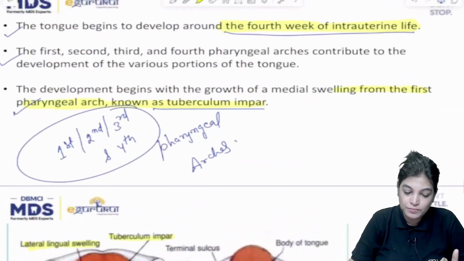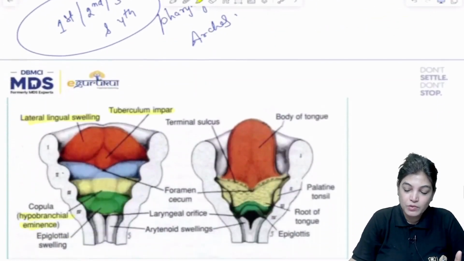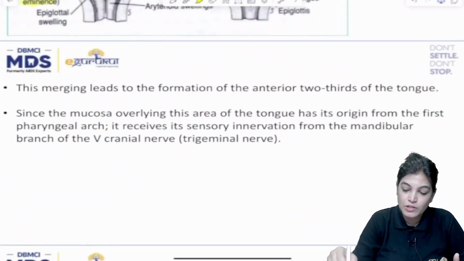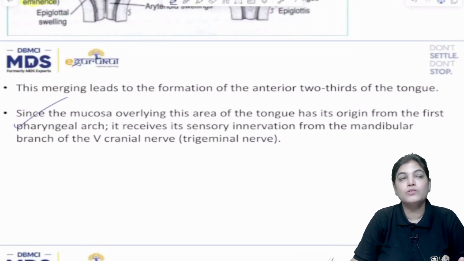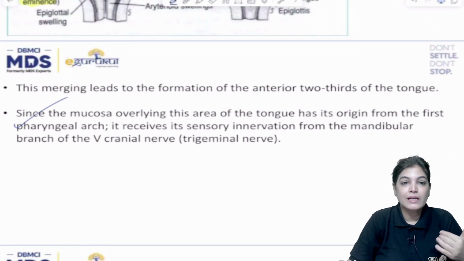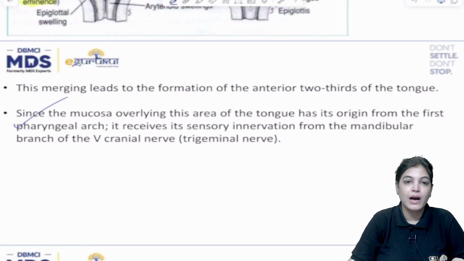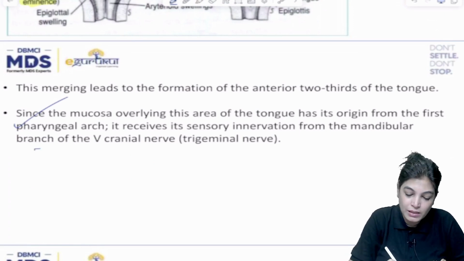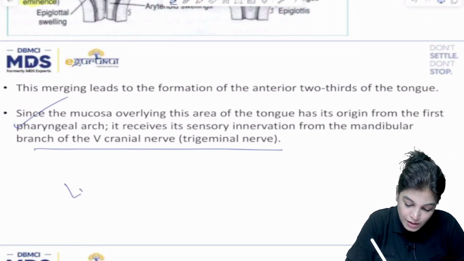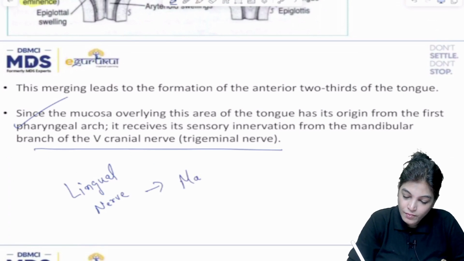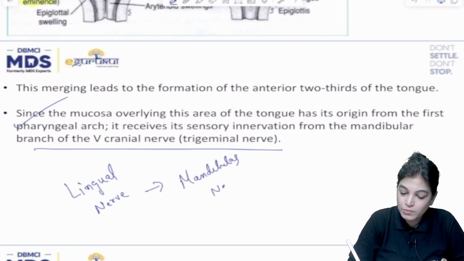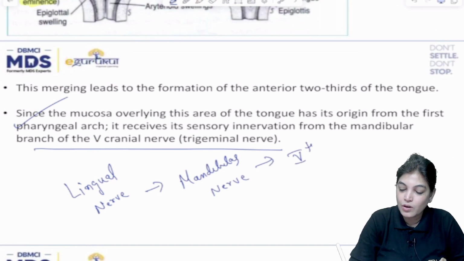The tuberculum impar will merge and lead to the formation of the anterior two-thirds. The mucosa over the tongue has its origin corresponding to the sensory innervation. It corresponds to the first pharyngeal arch, and the sensory innervation is via a branch of the mandibular nerve. The lingual nerve is a branch of the mandibular nerve, and the mandibular nerve is a branch of the fifth cranial nerve, the trigeminal nerve.